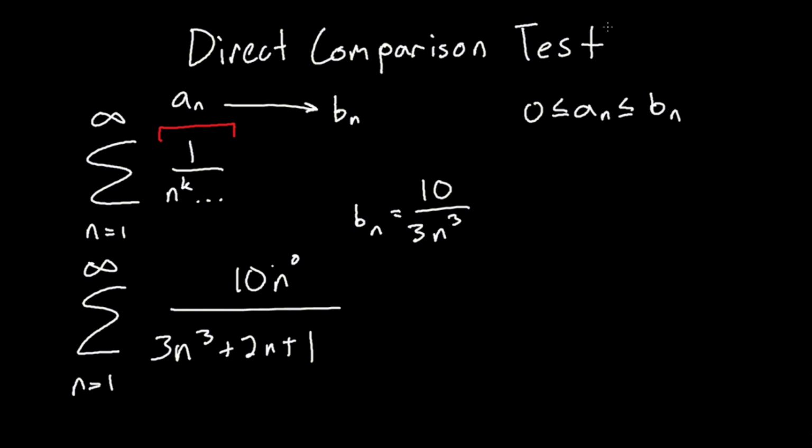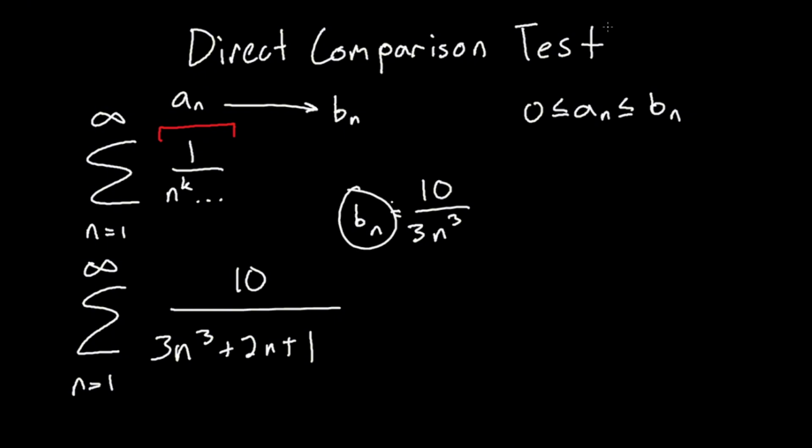10 is basically implicitly times n to the power of 0, which is equal to 1, right? N to the power of 0 is equal to 1. So n to the power of 0 is the largest exponential value of the numerator. If you had n up here, n to the power of 1, let's say, you would have to write down 10n. Okay, but we're just going to worry about 10 over 3 times n to the power of 3.